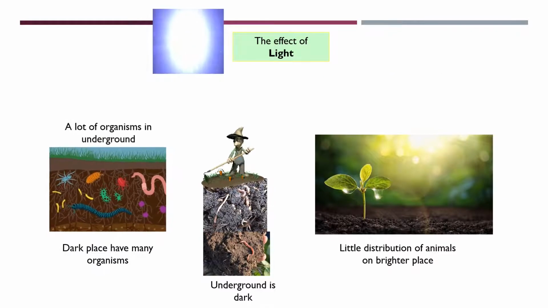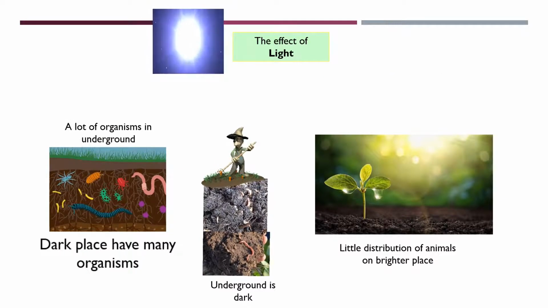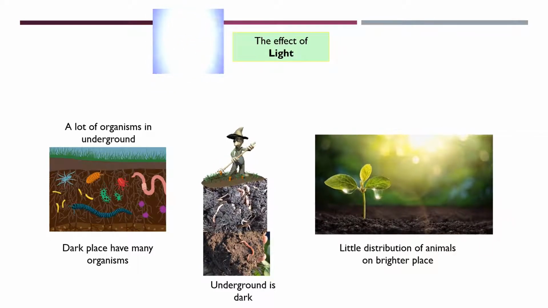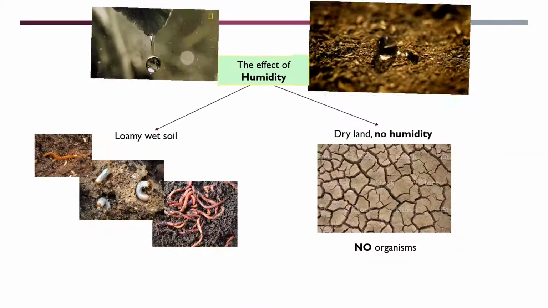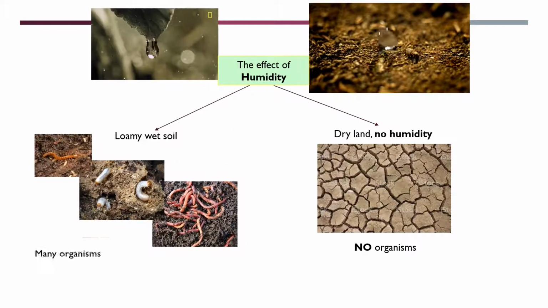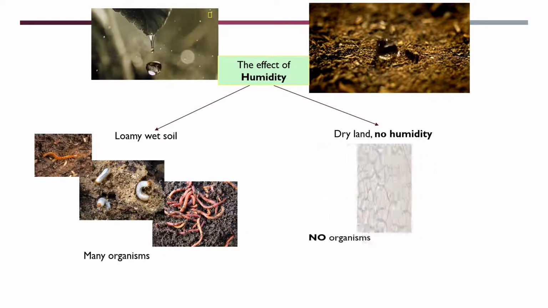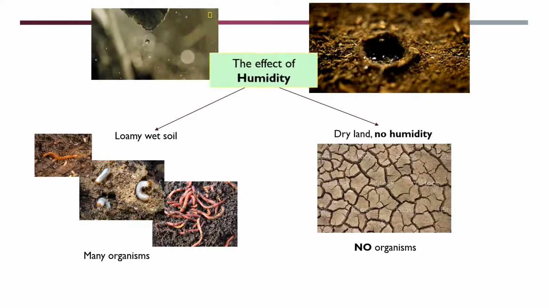Distribution of organisms is more underground and in the dark place. And there is little distribution of animals in brighter places. Look guys, look! There are many organisms in loamy wet soil. And there is no organism on dry land with no humidity.